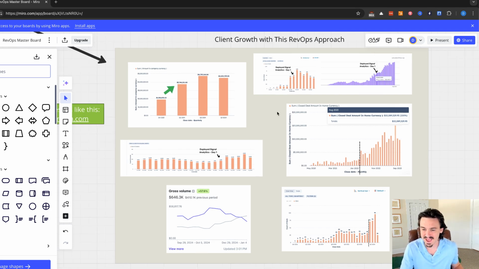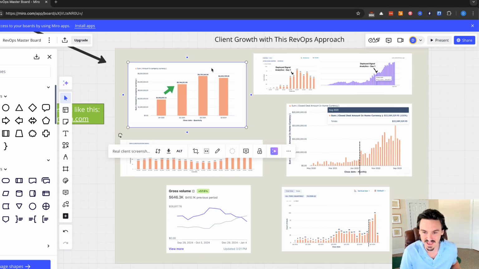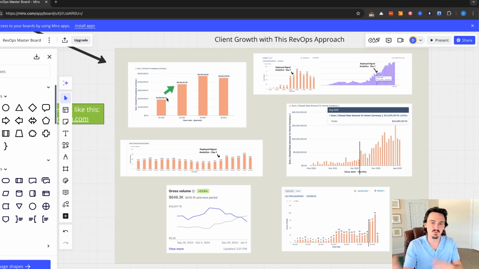In this Miro board, we have some of the results of working with clients. You can see the revenue growth that we have here after we start working with people. We have the little arrows pointing to when we start working with them, how we apply these strategies, and then this is the results that they get. And so you can see the type of growth that happens when you start applying these RevOps principles and strategies that we have and focusing on the growth aspect of it.